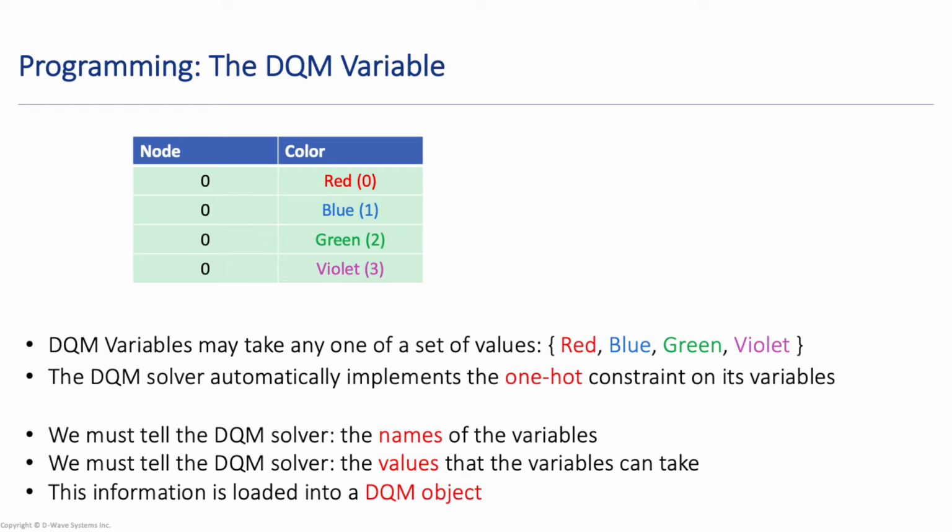And so to sum up, what do we need to tell the DQM solver when we define a variable? We need to tell it the name of the variable, and we need to tell it the values that the variable can take. And this information is going to be loaded into a DQM object that will then pass into the DQM solver in a little while. But first, let's turn to the next thing, which is how do we define a variable and how do we load it into a DQM object?